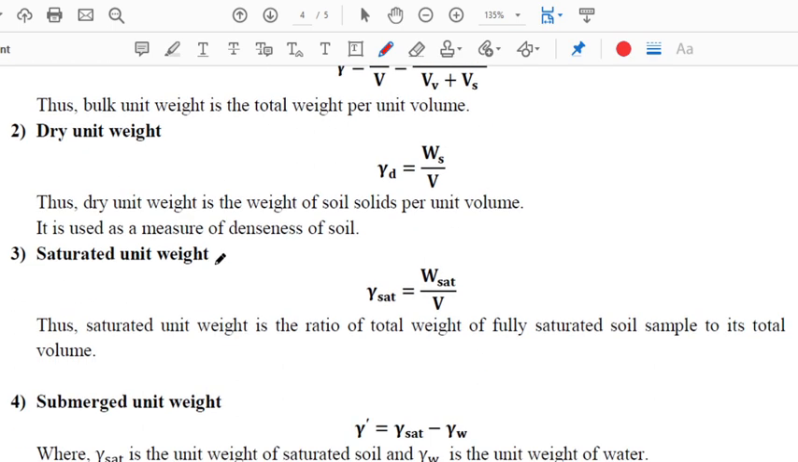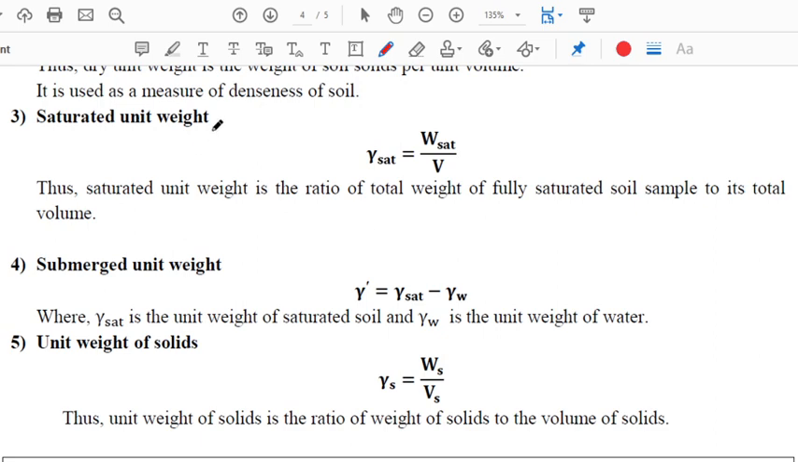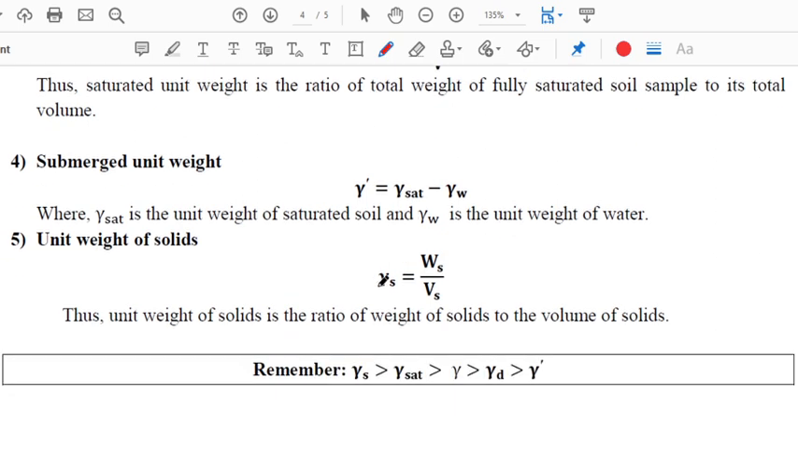Okay, next, dry unit weight. When we are talking about dry unit weight, we mean to say that my weight of water is 0, that means only solid is present. That's why we are writing Ws, which is the weight of solids divided by the total volume. In saturated unit weight, we have the saturated weight divided by volume. Submerged unit weight, this is important.